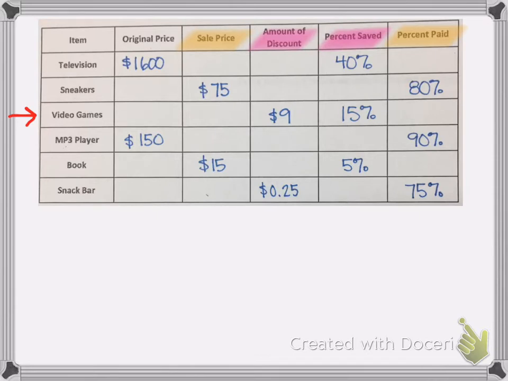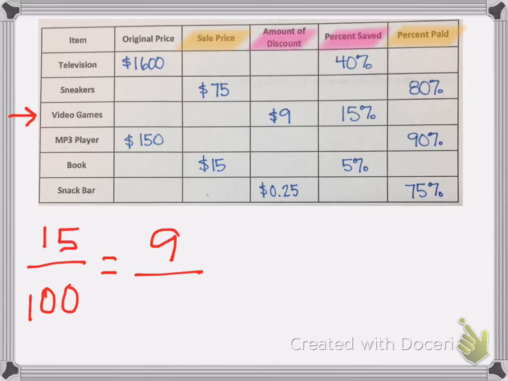So our part to whole ratio is going to be 15%. That's 15 per 100 is equal to, well, the amount of discount is the part I don't pay. So that's a part, and that's going to go on top. And the whole is the original price, and that's what I'm going to have to figure out.